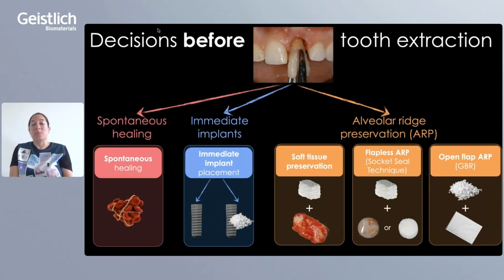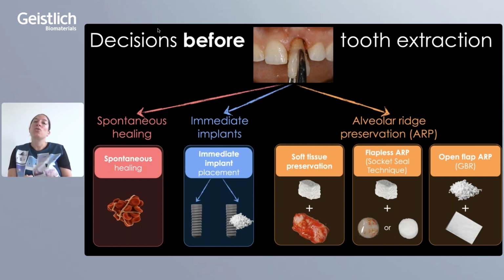So the decisions before tooth extractions are various, and you can see on this scheme that you can either go for spontaneous healing, depending on the site, on the aesthetic importance, maybe on the wishes of the patient, maybe on the age of the patient. You could also go for an immediate implant placement with or without GBR procedure and/or soft tissue augmentation. We will come to this later on.